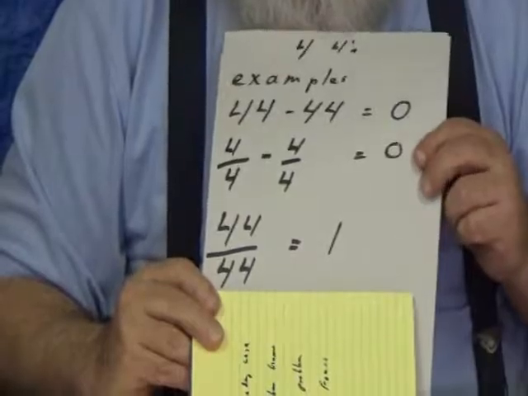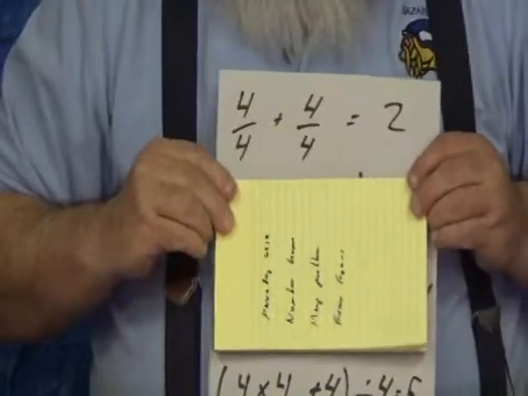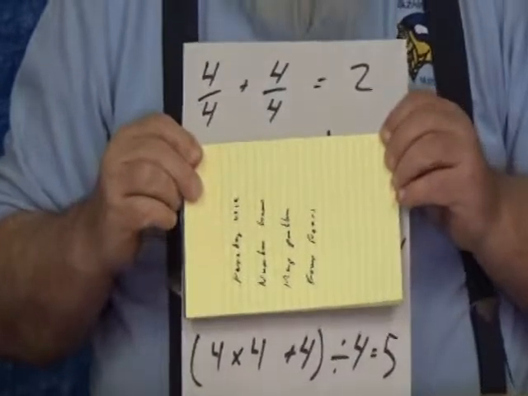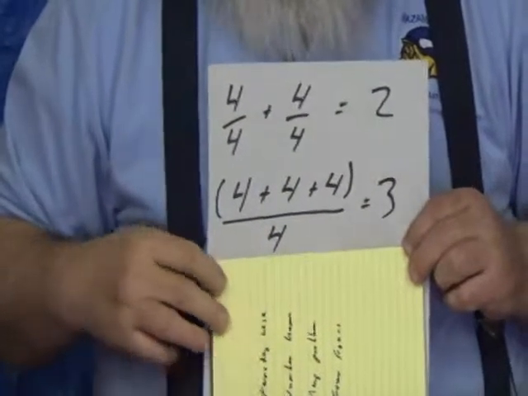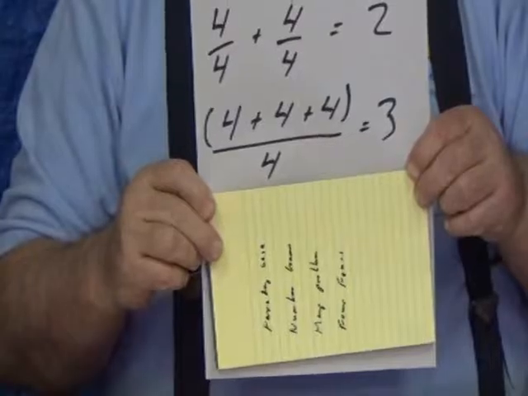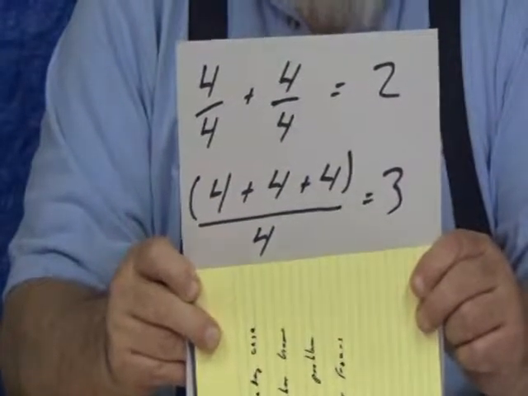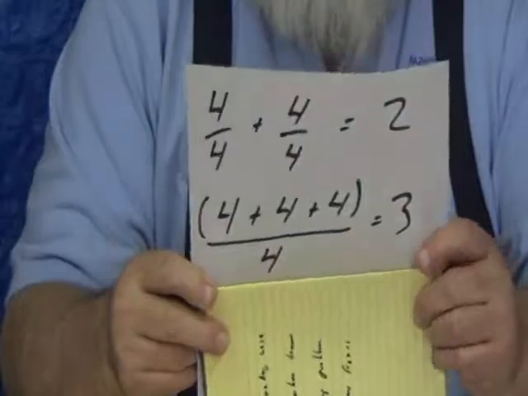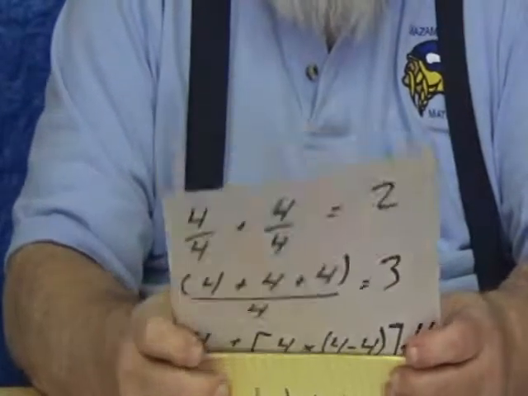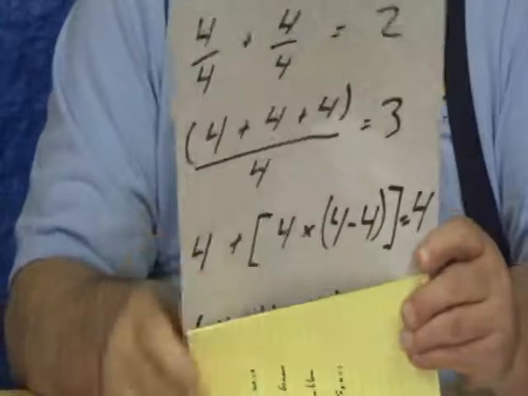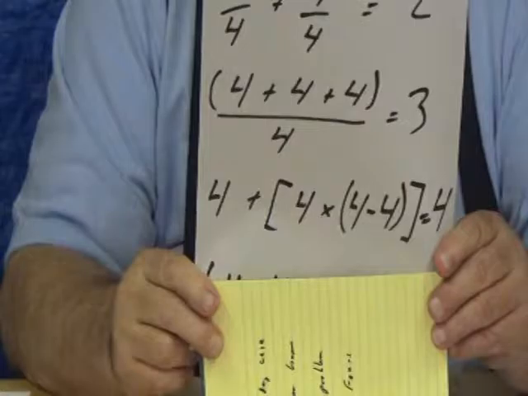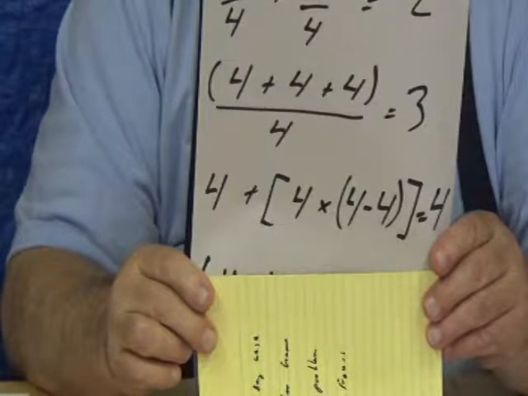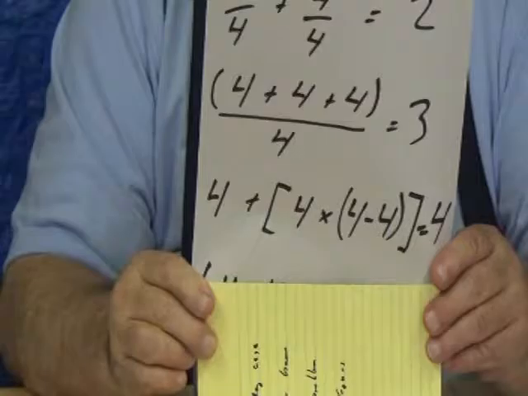44 over 44 equals 1. 4 over 4 plus 4 over 4 is 2. 4 plus 4 plus 4, all divided by 4, notice the parentheses there, is equal to 3. And then we start getting a little more complicated here. 4 plus, in brackets, 4 times 4 minus 4. 4 minus 4, of course, is 0. 4 times 0 is 0. So 4 plus 0 is 4.